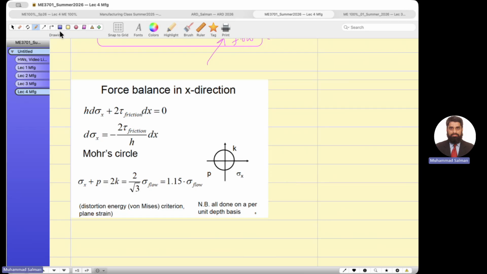You see, this is Mohr stress circle. And have you taken the strength of materials class before? Do you know Mohr stress circle? One axis is the x-axis, the other one is the y-axis. You draw maximum and minimum stresses, and then you get the radius, which is the shear stress.